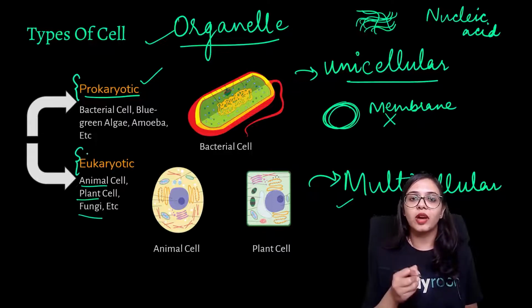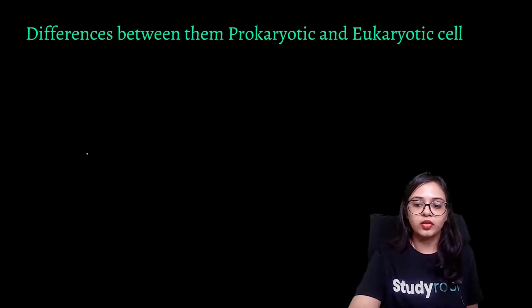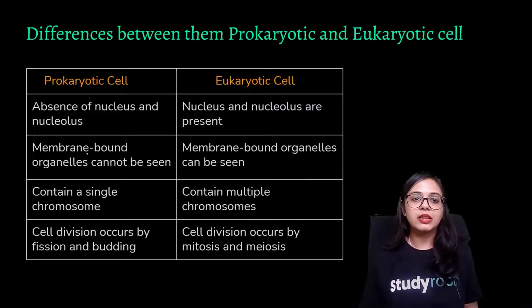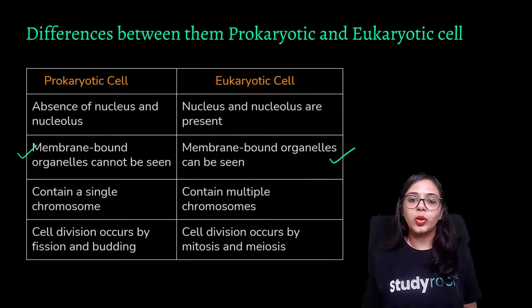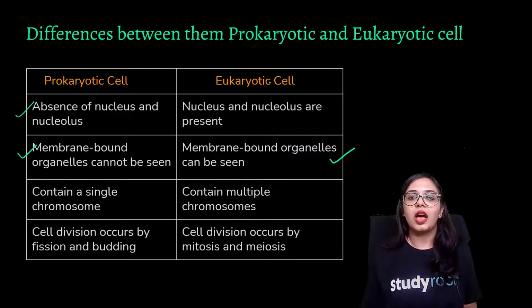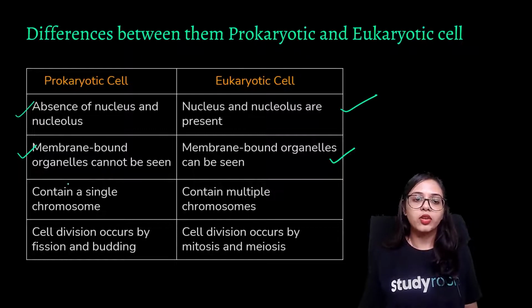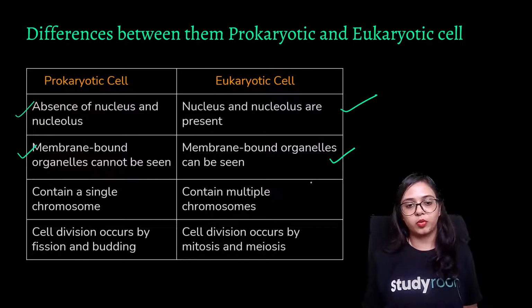and the basic difference, those pointers that you have to keep in your mind while differentiating between prokaryotic cell and eukaryotic cells is that, wait, I'll come to this diagram later, is that in the prokaryotic cell, membrane bound organelles cannot be seen. Okay, whereas in eukaryotic cell, we have membrane bound organelles. In prokaryotic cell, there is the absence of nucleus and nucleolus, and in the eukaryotic cell, the nucleus and nucleolus are present. Prokaryotic cell contain a single chromosome, and eukaryotic cell contain multiple chromosomes.